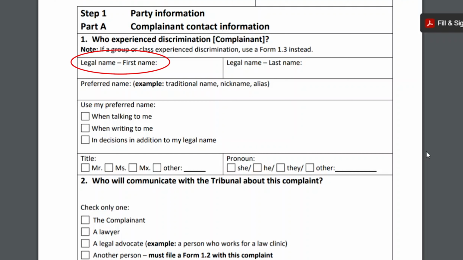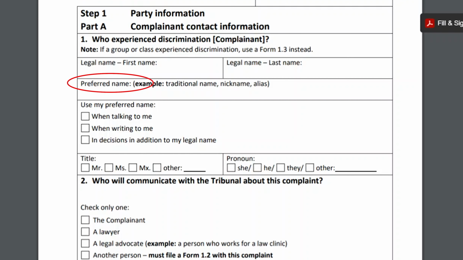Legal name. Fill in this section with the name that appears on your birth certificate. What your name is in the eyes of the law. For some folks, this may be a dead name. The tribunal, unfortunately, at this time does not effectively provide for trans protection in this manner.